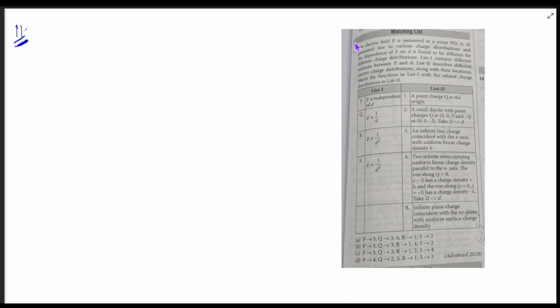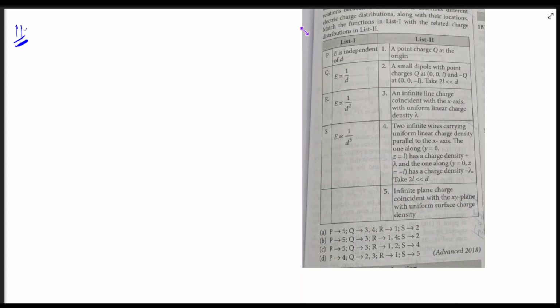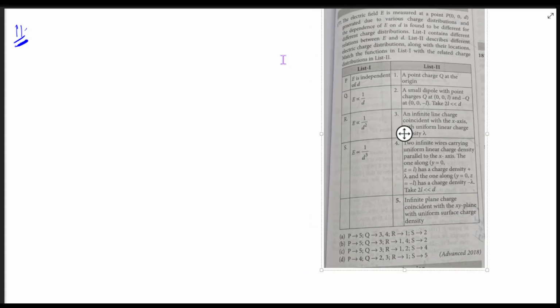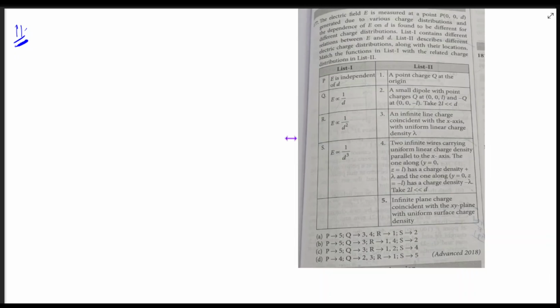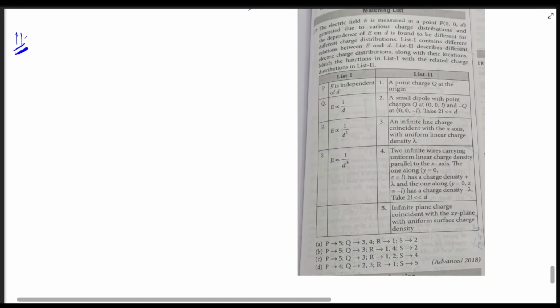Okay, so let's match the following. In this question we have the electric field measured at a point (0, 0, D) due to various charge distributions, and the dependency of E on D is found to be different for different ones. Right, so we have to match list one. So let's match two from one.